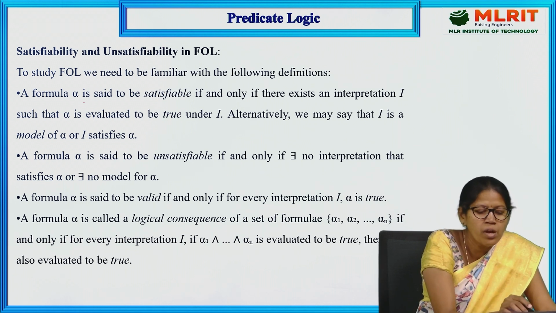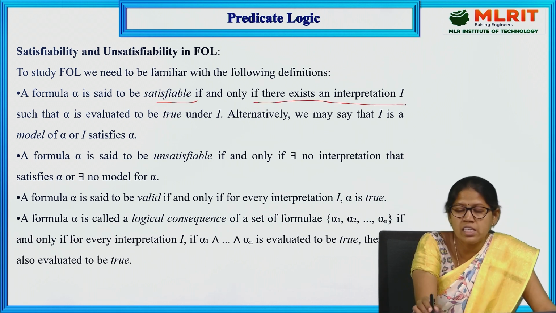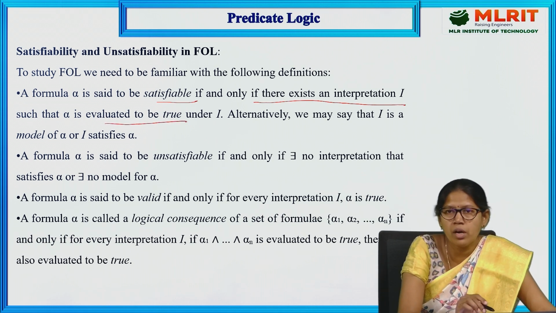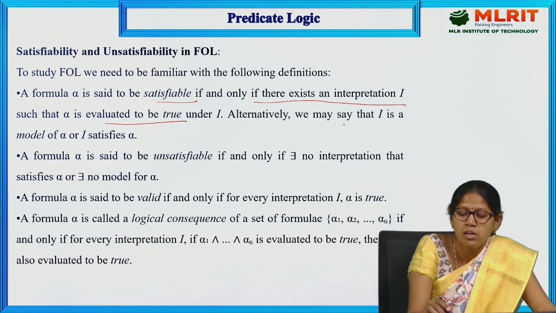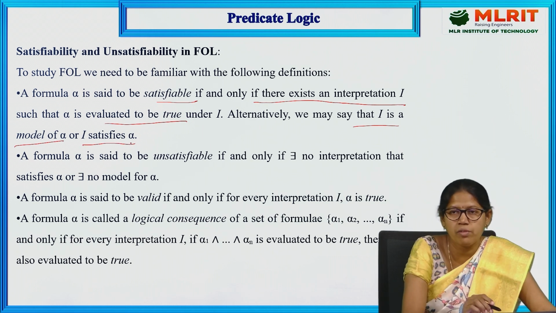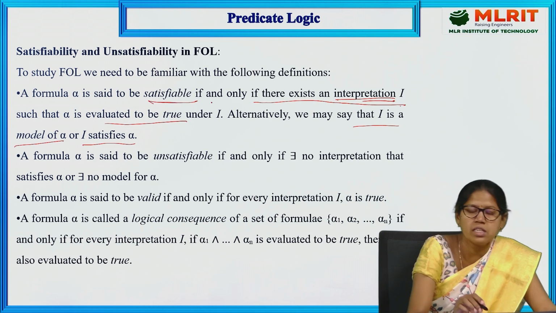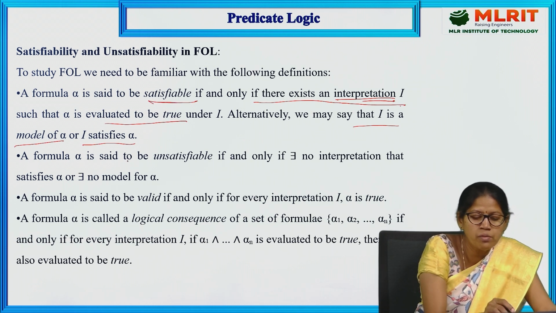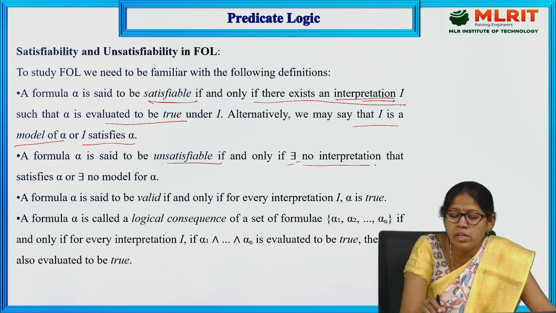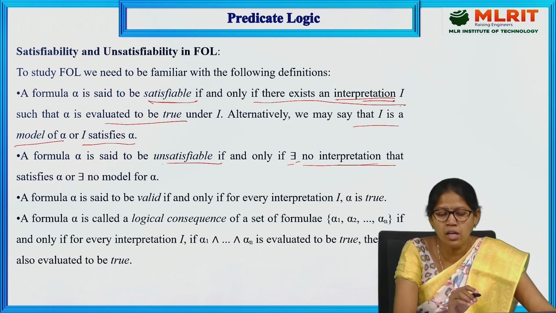So here a formula alpha is said to be satisfiable if and only if there exists an interpretation I such that alpha is evaluated to be true under I. And we can say that I is a model of alpha or I satisfies alpha. So it needs to be interpreted to be true, then only we can say satisfied. Then a formula alpha is said to be unsatisfiable if and only if there exists no interpretation that satisfies alpha. So there is no model to satisfy alpha.